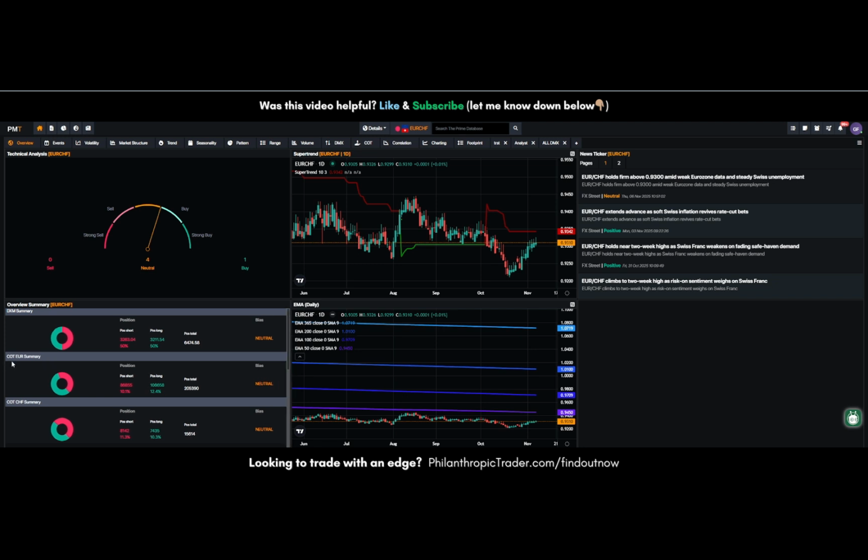And here we have the COT euro summary, the commitment of traders summary. What are the big boys, the smart money basically, doing? Are they going long or going short for the euro? And here we have it for the CHF, and here we have the super trend, so we can see in one view what the trend is.